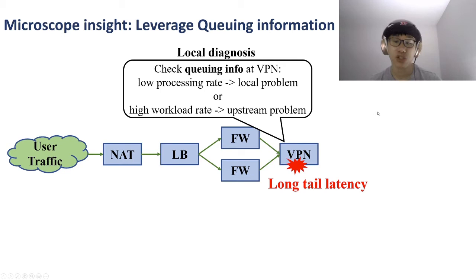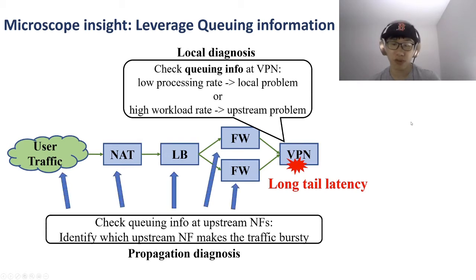The queuing information tells us if the processing rate is too low or the input rate is too high. A low processing rate means the problem is local to the VPN, and a high traffic rate means the problem is propagated from upstream. In this case, Microscope then performs propagation diagnosis. This step also checks the queue information at different upstream network functions and identifies the upstream network function that makes the traffic rate higher, which is the culprit network function.